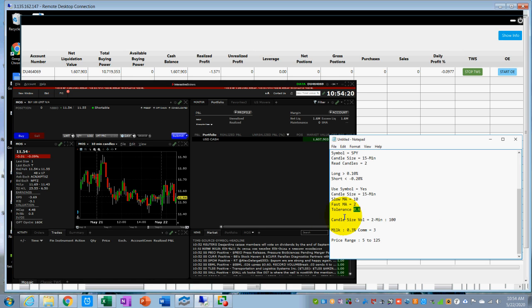And then we are talking about the candle size, which we are saying that okay, if the volume, which is again one of the features, is over 100 for a 2-minute bar, then we will consider that as a qualified volume. And we are also mentioning on the milking side that okay, if it is just over 0.3% and you cover a commission of $3, then do the milking. That's what we'll also see if it qualifies. And price range, we have kept it from $5 to $125. So this is the configuration.